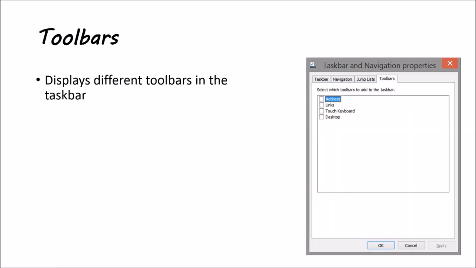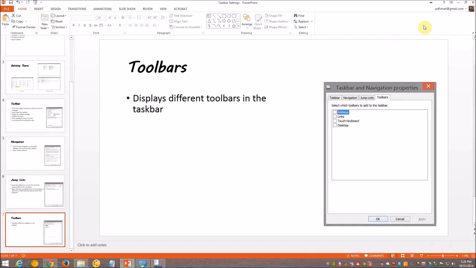And the final tab is the Toolbars tab. And this allows you to display different toolbars in the taskbar, like the address bar, so if you want to type a web address, links, or have an on-screen keyboard, which is also called a touch keyboard, and other things. So let's do the demonstration.